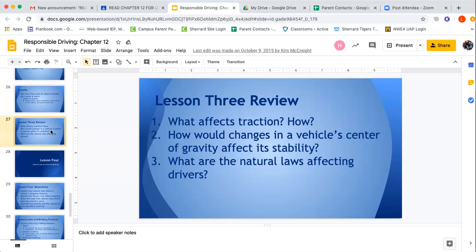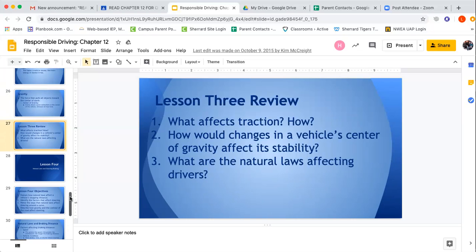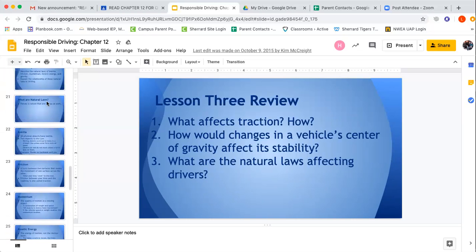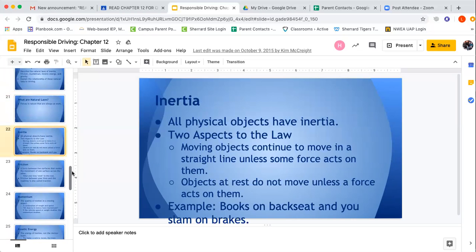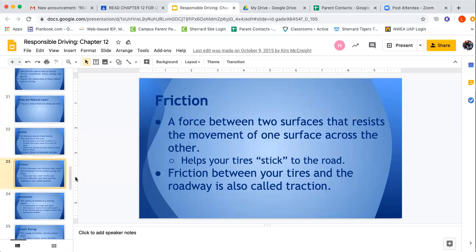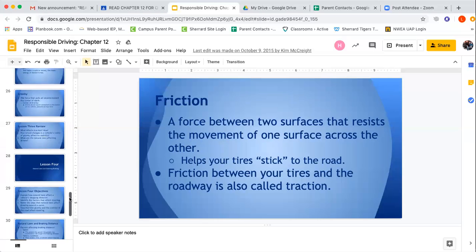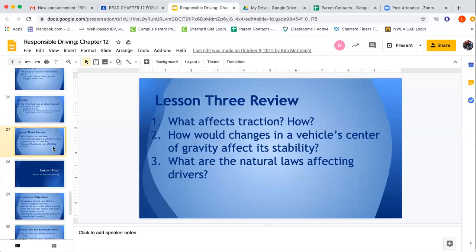Okay, lesson 3, review questions. What affects traction and how? So if you go back up, friction. So remember I said the better friction between your tires and the road, your sneakers and the ground, the better the traction. Okay, so friction and traction sort of have to go together.